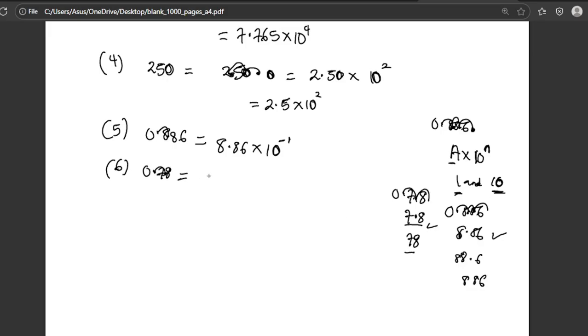And that's 7.8 times 10 to the power of something. It will be a negative power, right? Why? Because the original number, 0.78, is less than 1. So it would be a negative power. Then what would the number for the power be? The number would be 1. Why? Because I moved the decimal point just once. So the power is negative 1.